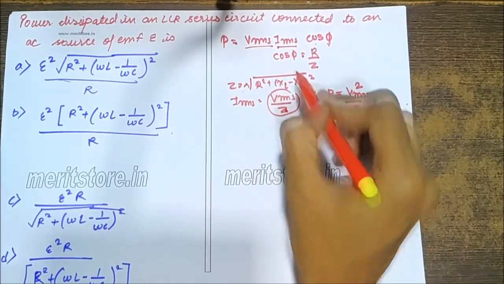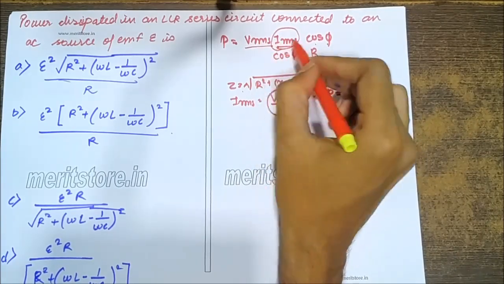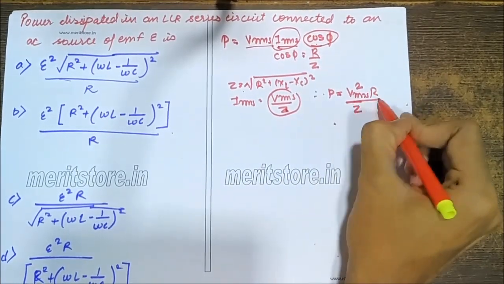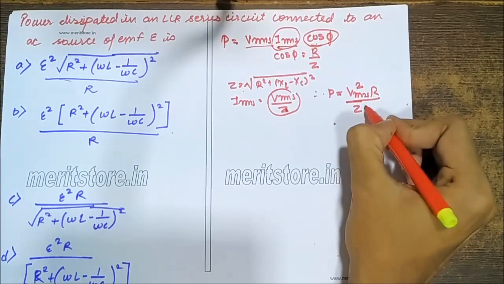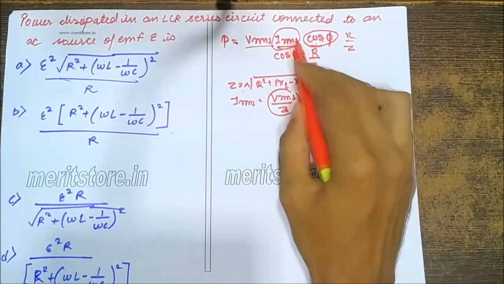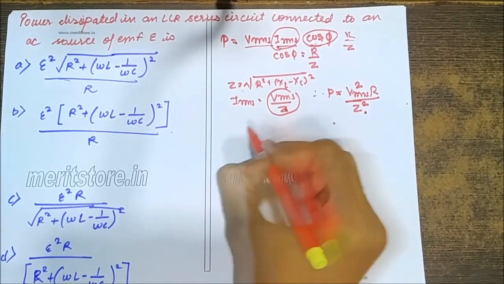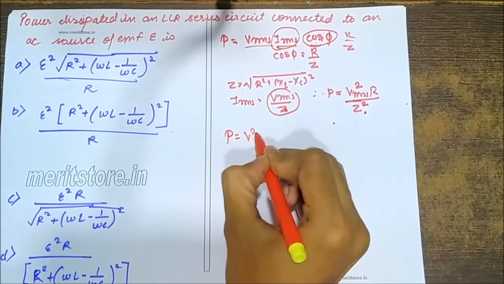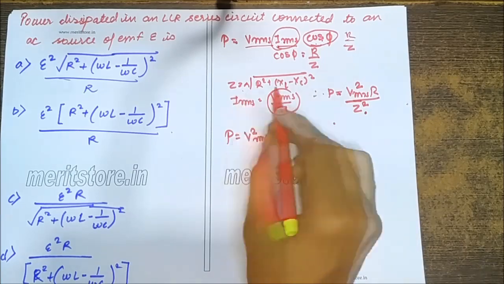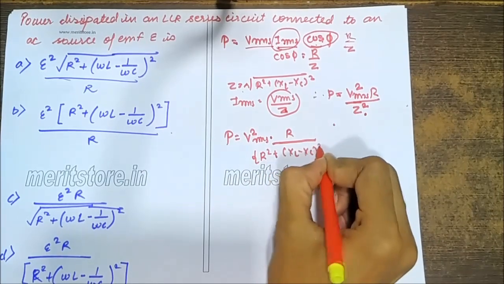If we substitute this Irms, we get V square rms upon Z. Also there is cos phi, which is R upon Z, so the total value becomes V square rms upon Z into R upon Z. Since Z gets multiplied, we get V square rms multiplied by R upon Z square. So the power dissipated is V square rms multiplied by R upon Z square, where Z square is R square plus XL minus XC the whole square.